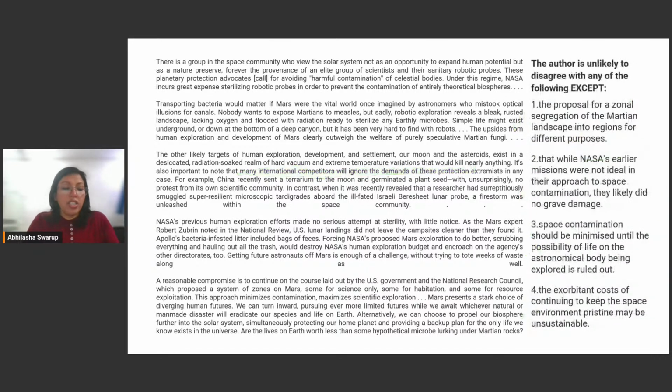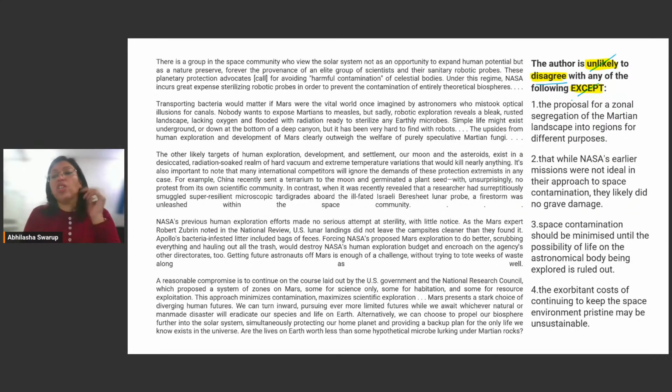Here's question number 3. So the author is unlikely to disagree. Okay, let's take a look at this question. The author is unlikely to disagree with any of the following except. Okay, so I got 3 negatives here. Pay attention. So there is unlikely, there is disagree, and there is except. So if I were to eliminate, I could eliminate unlikely and except, and I will have disagree. So the author is going to disagree with which of these? Okay, and that's going to be my answer.